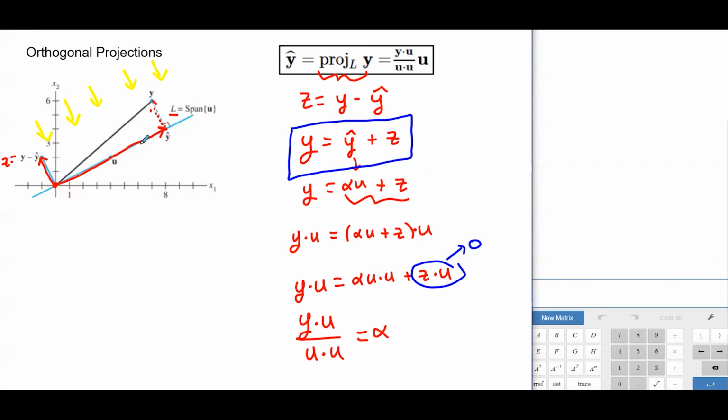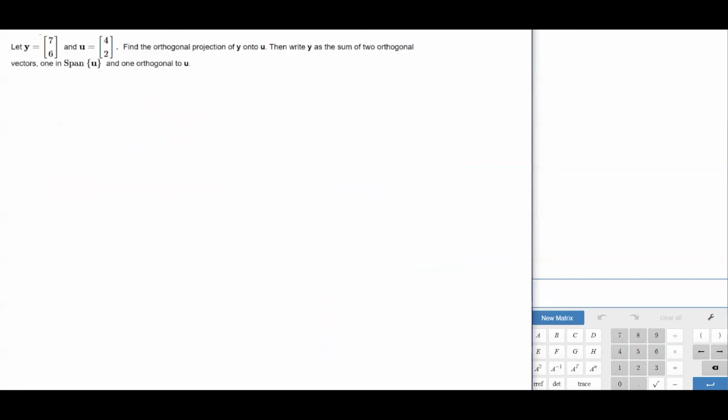Y hat is this guy, and z is orthogonal to that. Y hat is the vector that's in the span of u, and z is the one that's orthogonal. So when it says write y as the sum of two orthogonal vectors, one in the span of u, that means that's the projection. And the one orthogonal to u, that's what we call z, which is y minus y hat.